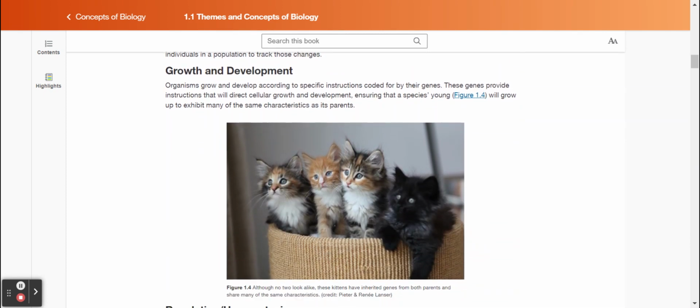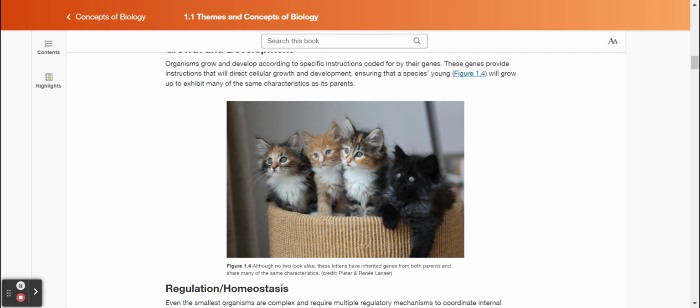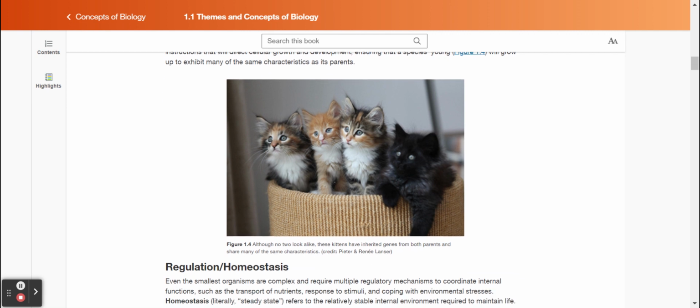Growth and development. Organisms grow and develop according to specific instructions coded for by their genes. These genes provide instructions that will direct cellular growth and development, ensuring that a species' young will grow up to exhibit many of the same characteristics as its parents. Figure 1.4. Although no two look alike, these kittens have inherited genes from both parents and share many of the same characteristics.